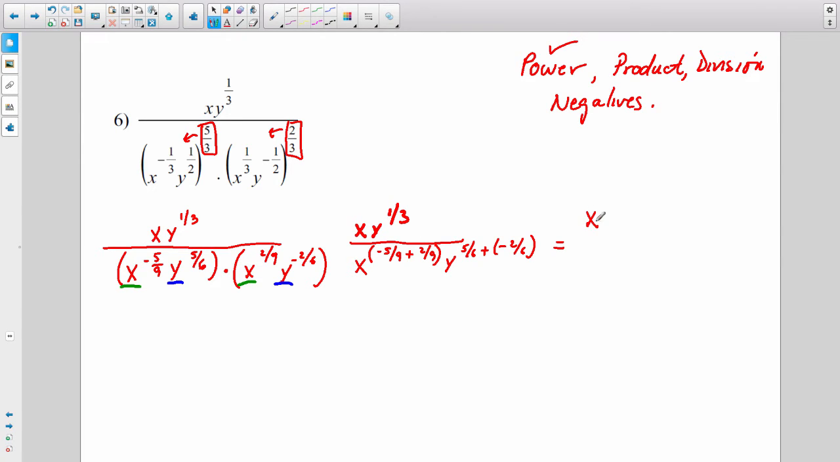So on the bottom, my x's are x to the negative 3 over 9. And my y's are 5/6 minus 2/6. Well, that's 3/6. And much of this can be done in your calculator. I'm just doing it right now by hand. But please use the calculator for fractions. Okay, let's simplify.